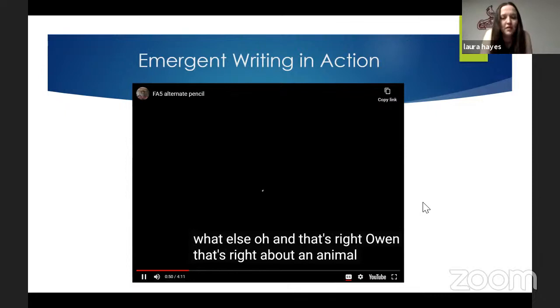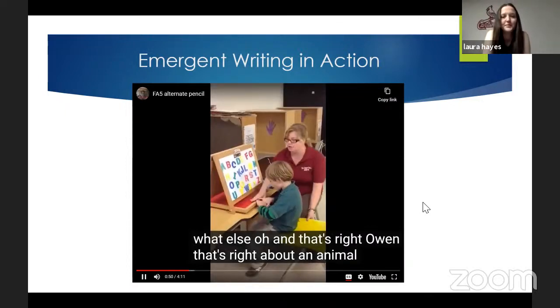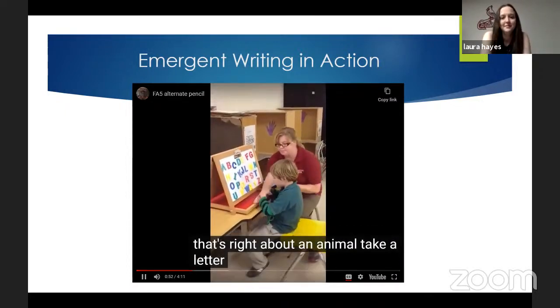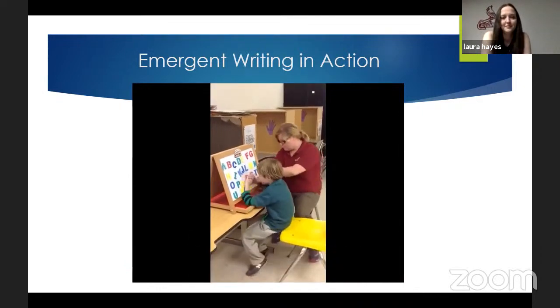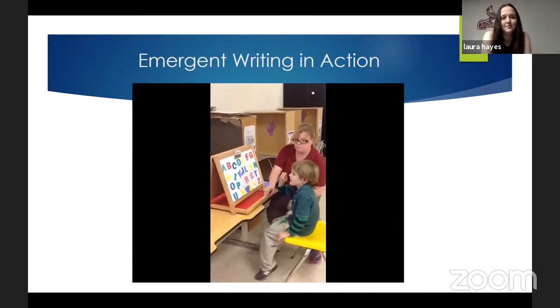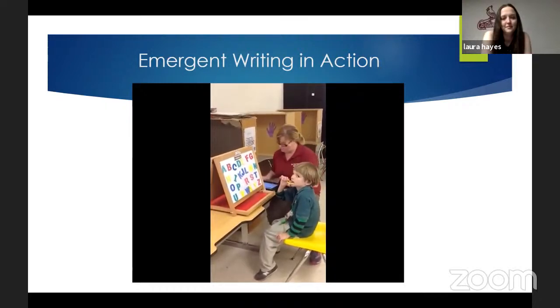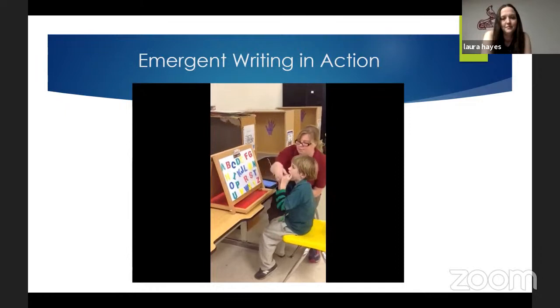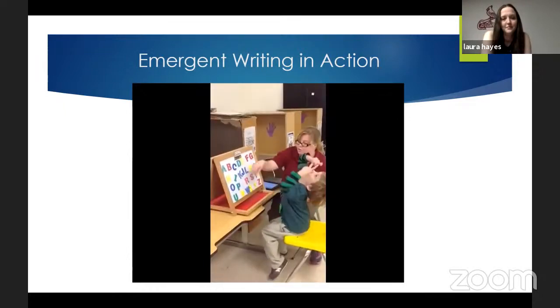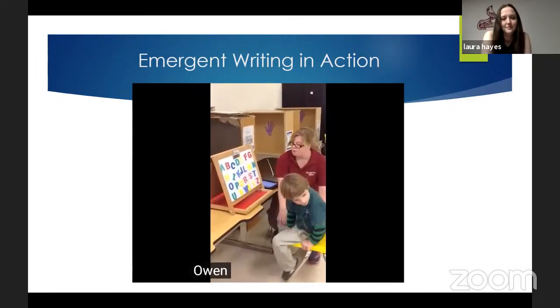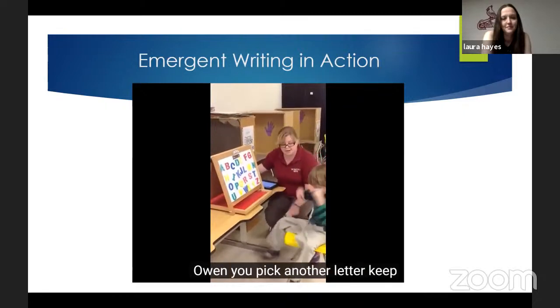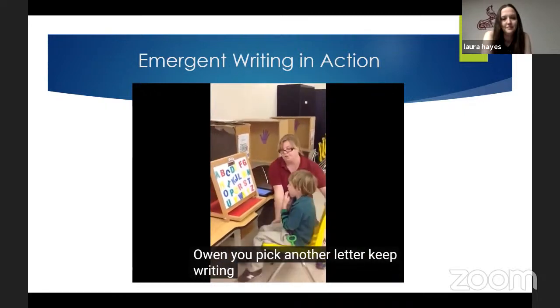Oh, come on, technology. Pick a letter. Okay, good job. Put Q back. Owen, can you pick another letter? Let's keep writing. Good job.